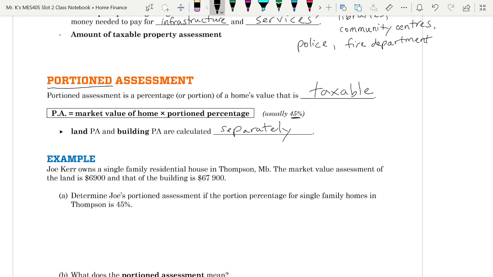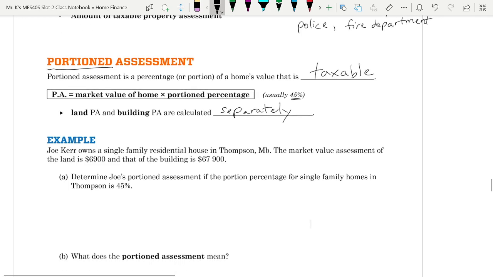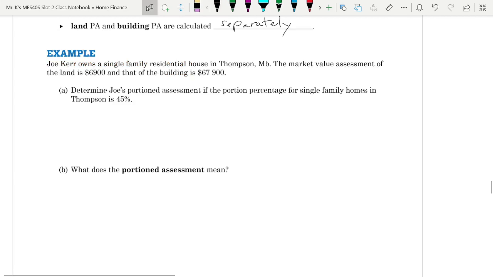Okay, first piece of math. Joe Kerr owns a single-family residential house in Thompson, Manitoba. The market value assessment of the land is $6,900, and the building that's on the land is $67,900. Determine Joe's portioned assessment if the portion percentage for single-family homes in Thompson is 45%. So here's how we're going to do this.